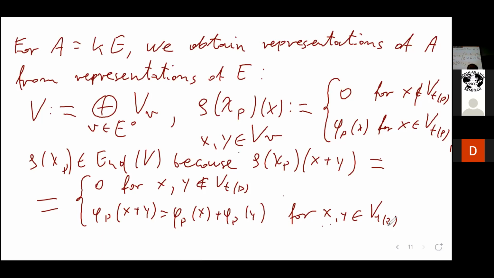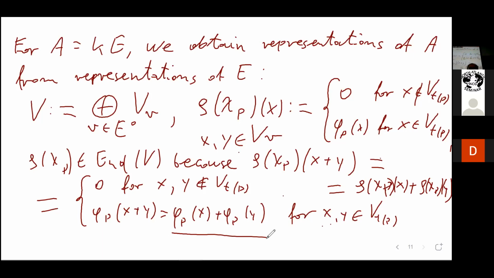Okay. So in other words, either V is equal to TP or V is not equal to TP. That's what we are considering. And now you can see that this is obviously rho chi P of X plus rho chi P of Y. Right? Because if X and Y are not in TP, then we are just adding up zeros, and 0 plus 0 is equal to 0, so it's all right. And otherwise, we look at the bottom formula, and this is just phi p of x plus phi p of y, which is precisely what we have here.